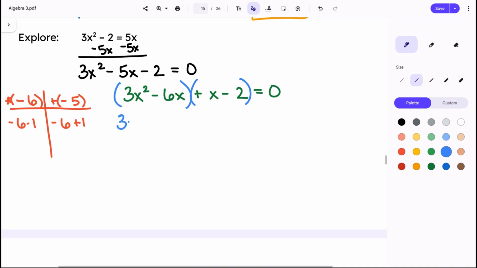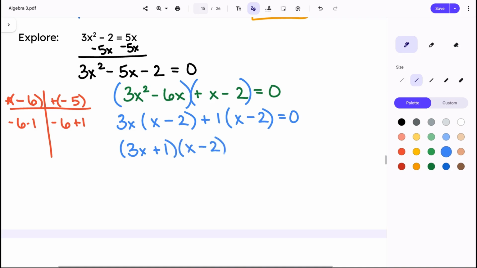And I took a 3x out of the first set. And that leaves me with x minus 2. And then I really don't need to take anything out of the second one. But if you wanted to, maybe just put a +1 in front of that so that you remind yourself. You still have to think about that being a placeholder. It's not a 0, so you're not going to pull a 0 out when you go to write out your factors. So your factors should have looked like this: 3x plus 1 and x minus 2.